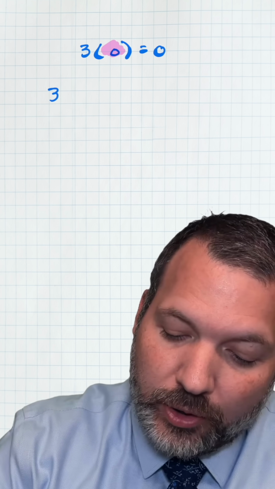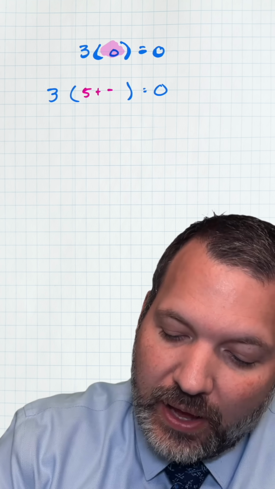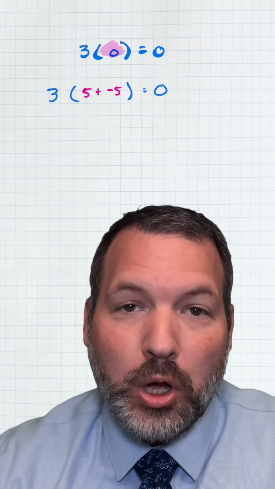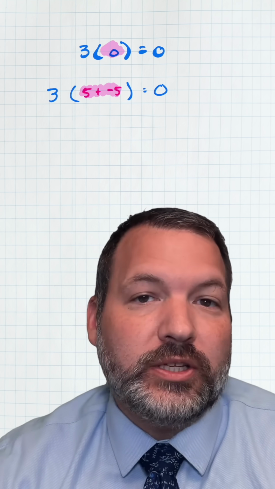What if I decide to take the inside of those parentheses, which is still going to be equal to 0, but I am going to rewrite it slightly. I'm actually going to write it as positive 5 plus negative 5. Do you agree positive 5 plus negative 5 is 0? Hopefully you do. And so you can see that I haven't really changed anything. This should still be equal to 0.